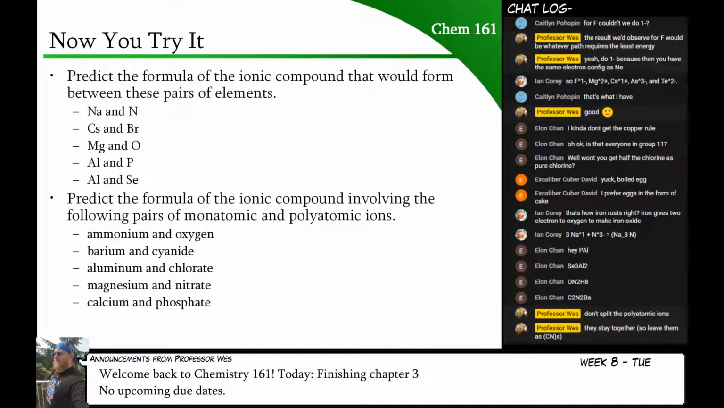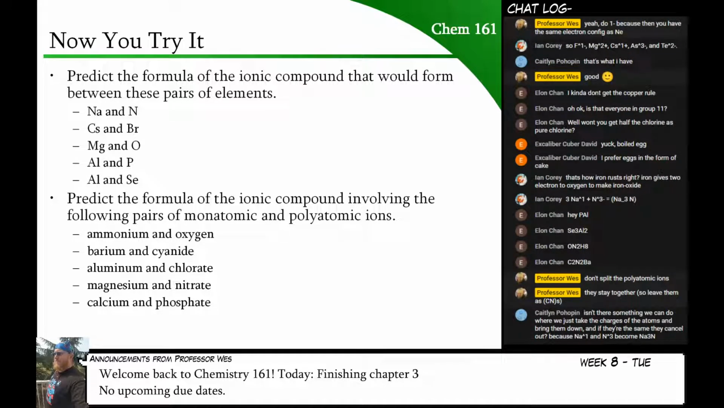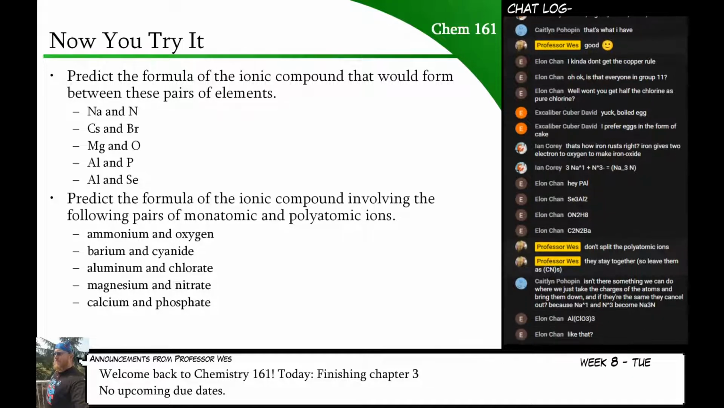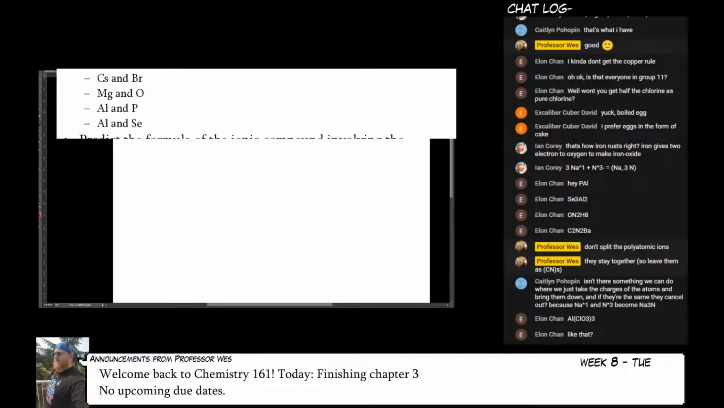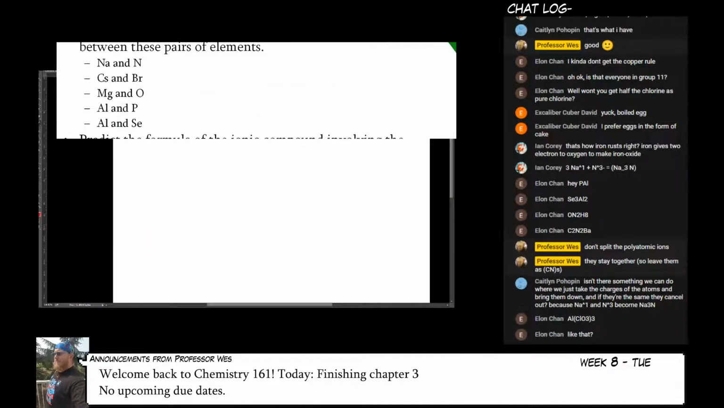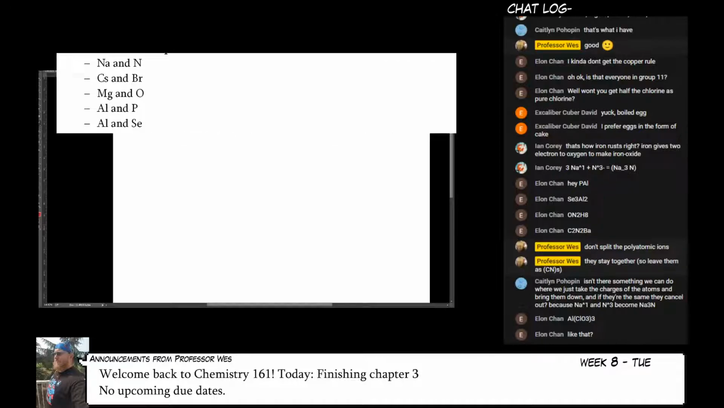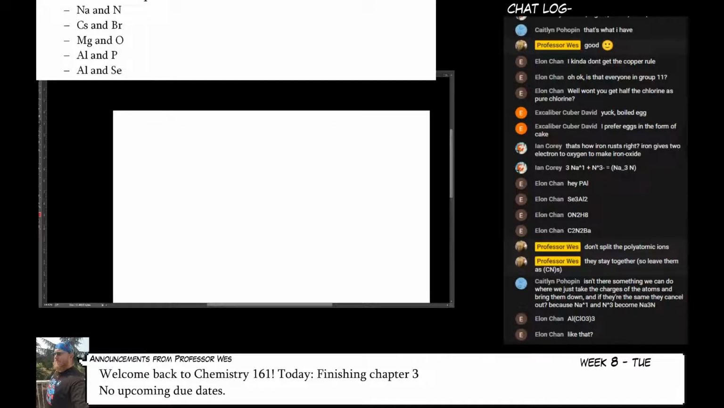All right, let's go over the answers here. Yeah, just like that, Elon. I'm trying to find the right screen here. There we go. That's what I want. Sorry, Caitlin, I'm not sure what you're talking about. Can you be more specific?